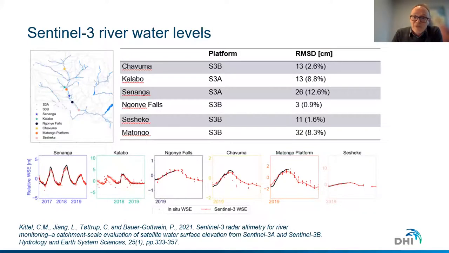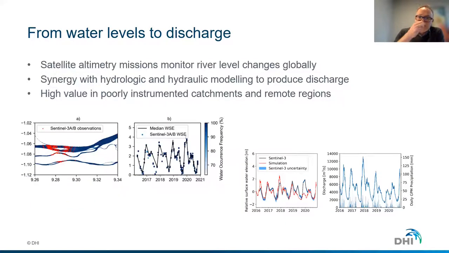We can also use the altimetry missions to look at water levels in rivers. Here is a study in the Zambezi River Basin, where we have tried to match up the satellite derived water levels with station based measurements, and you can see we get quite a nice match up to centimeter accuracy. This is of course of huge significance in many of the world's ungauged basins. And in many cases, it's not really the water level but rather the discharge which is the important indicator for our users. In that case, you can inform hydraulic models in these ungauged basins with satellite altimetry data to produce discharge outputs and give a better monitoring capacity in previously unmonitored basins.